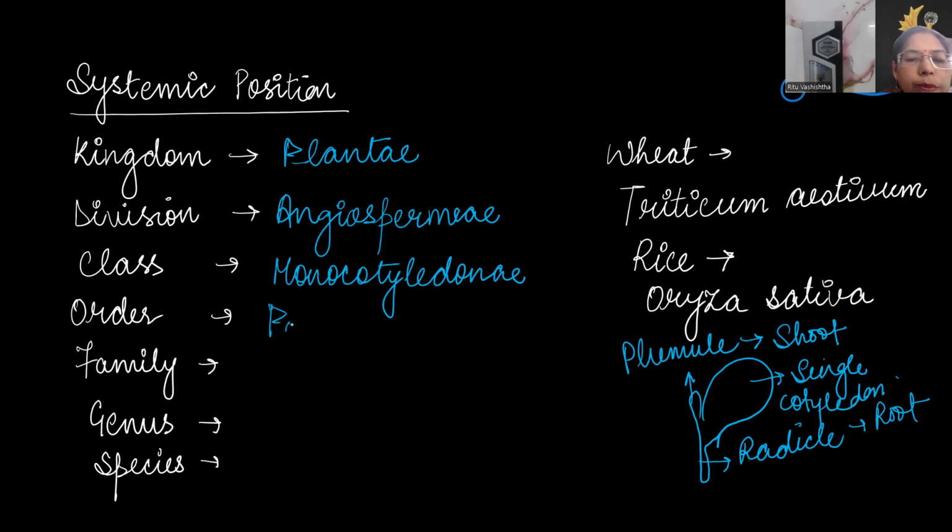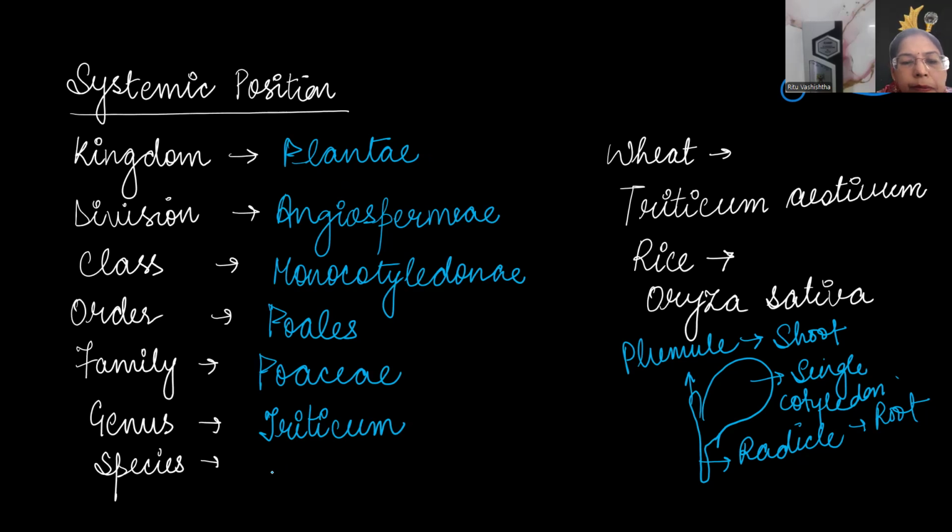Order is Poales. Here the family is Poaceae, which we are going to study in detail about its vegetative, floral, other characteristics, inflorescence, flower, what are the peculiarities associated with this family, and what all are the representative members. And here it is Triticum aestivum, that is wheat.